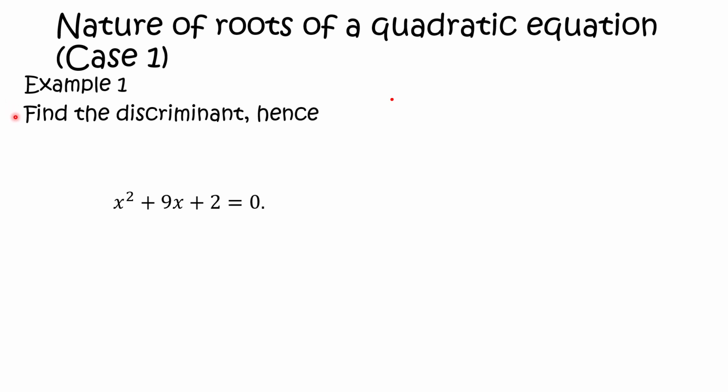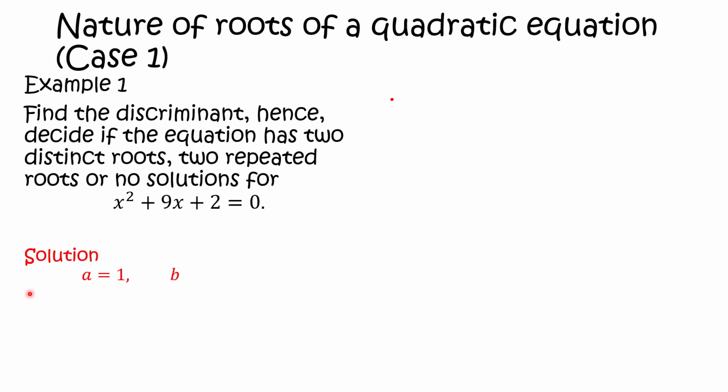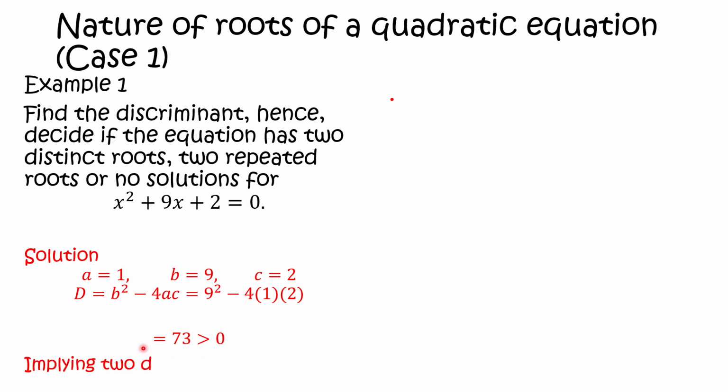Find the discriminant, hence decide if the equation has two distinct roots, two repeated roots, or no solutions. Now we have x squared plus 9x plus 2 is equal to 0. The solution. We see that our a is 1, our b is 9, and c is 2. So the discriminant is given by 9 squared minus 4 times 1 times 2, which is 73. 73 is greater than 0, implying that we have two distinct solutions.